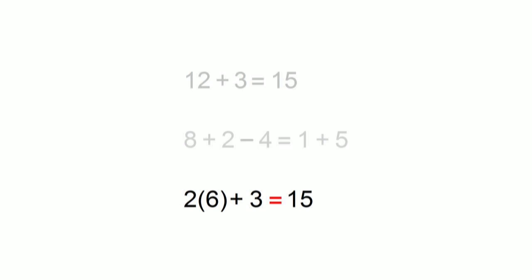This next one is where it gets really interesting. In order to verify that the equation is equal, I first have to simplify the left side to one number and compare it to the right side. When you have a string of different arithmetic operations to perform, you have to do them in a certain order. Here I have to first do the multiplication 2 times 6 to get 12. Then I have to add 12 to 3 to get 15. So this equation is true. The left side is equal to the right side.